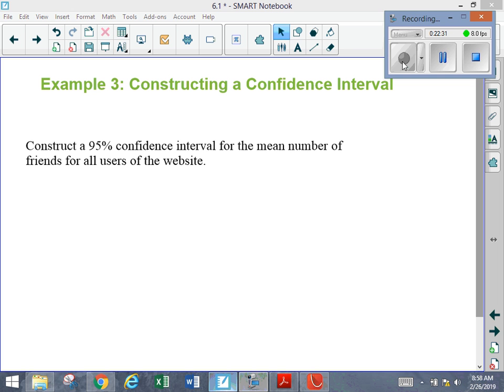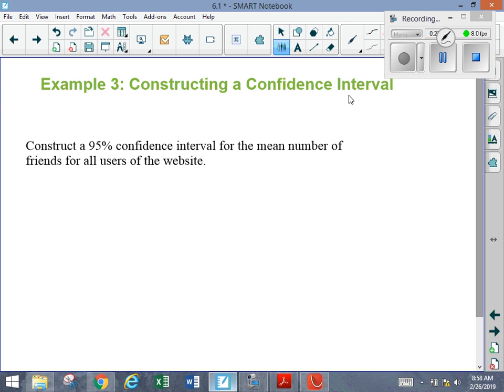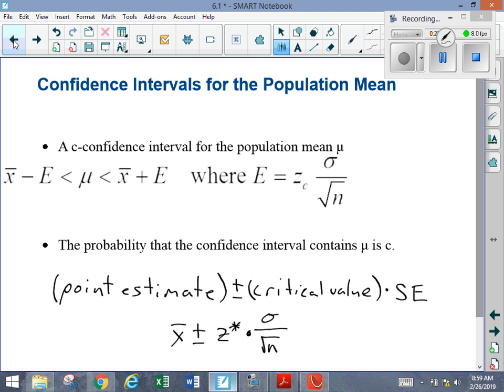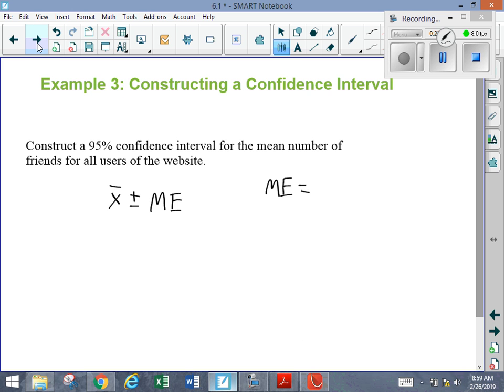All right, let's do this. Let's go ahead and construct a confidence interval. There's only one more step we need to do. We figured out our margin of error, right? So our confidence interval is going to be X bar plus or minus our margin of error. We already determined that the margin of error is 18.267. So let's put that in there now.